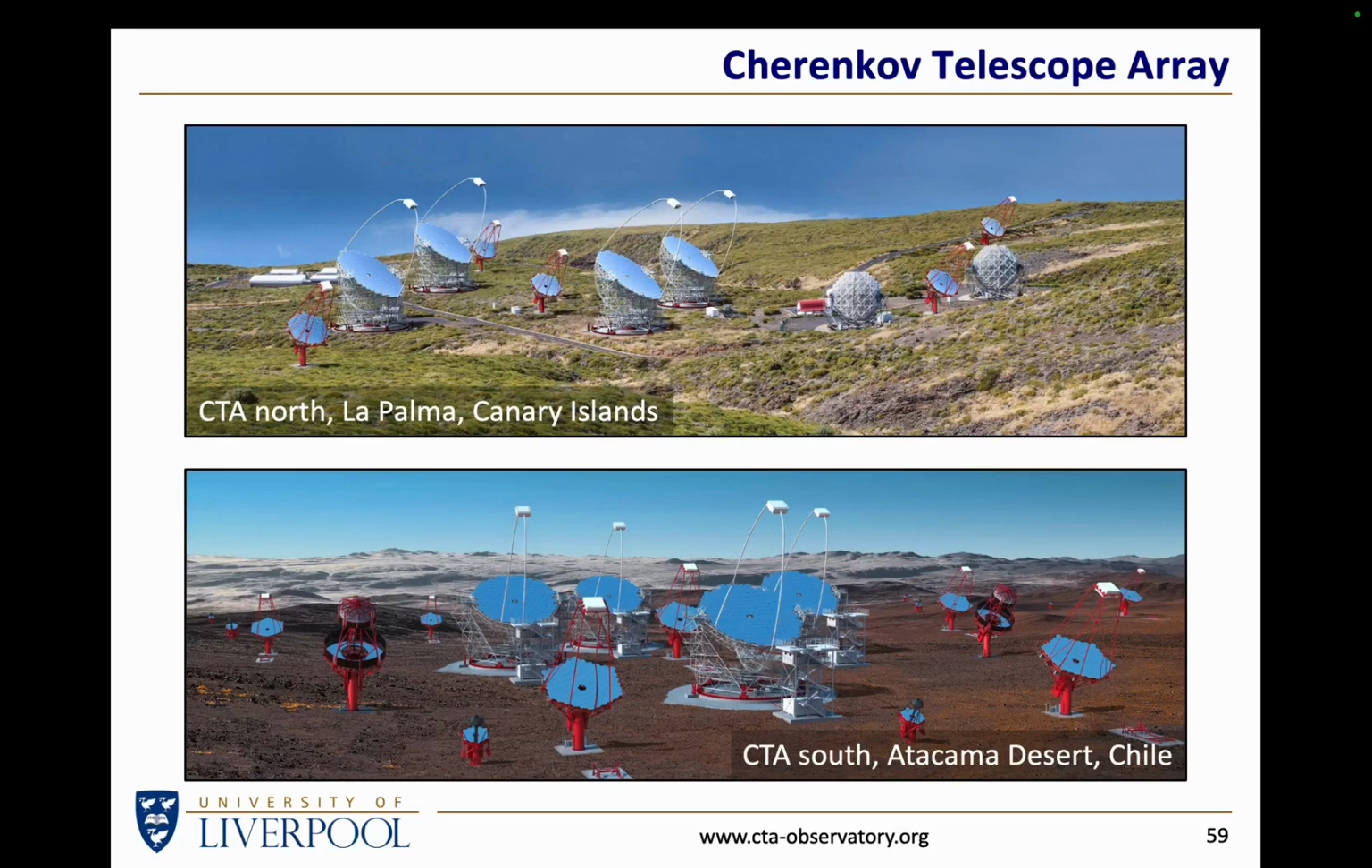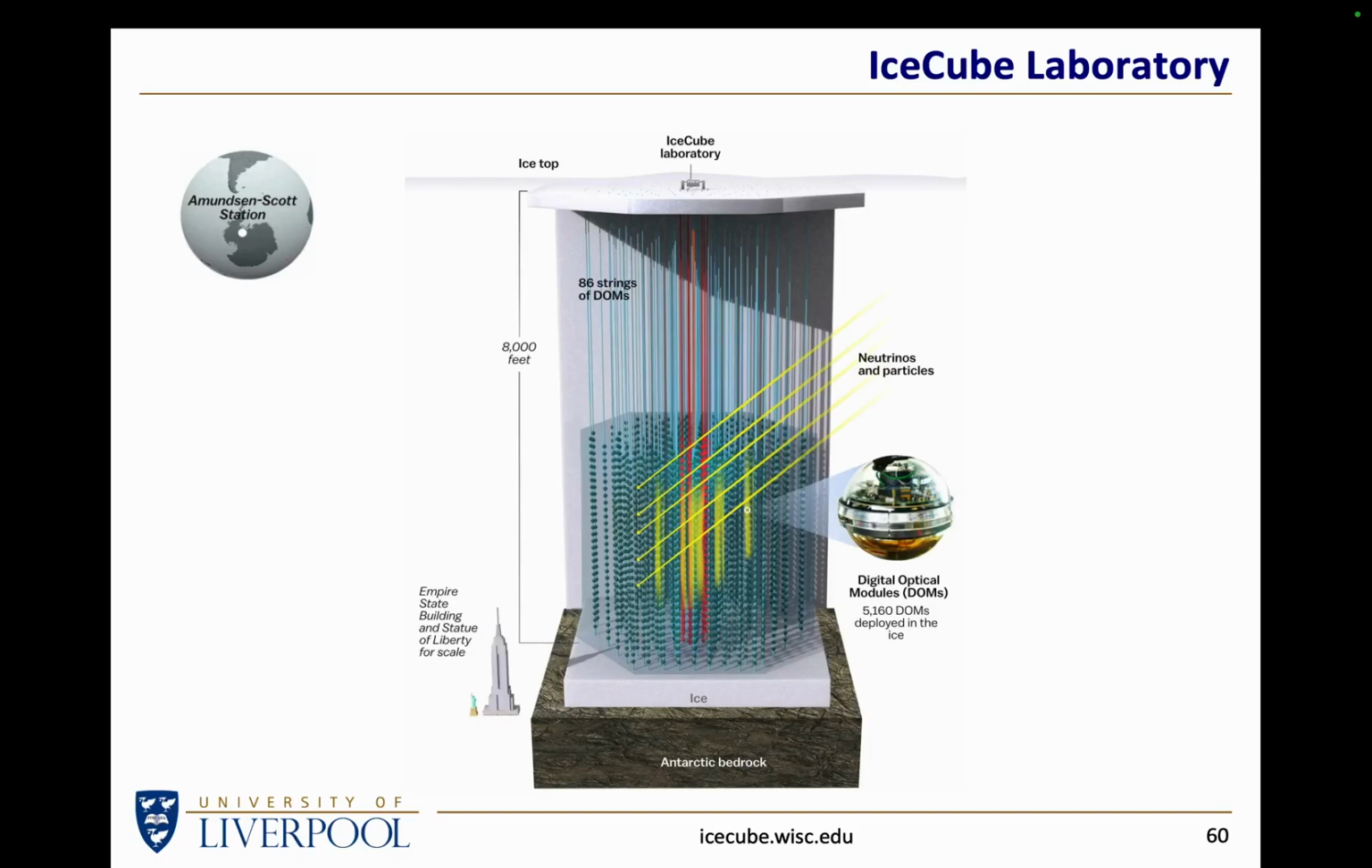There are photodetectors inside. If they see a blue flash, that means a particle has passed through, traveling very fast, very energetic. You can do it with water. You can do it with air. You can do it with water not as a liquid. You can do it with water that is in the ice phase. So the Ice Cube Laboratory, the laboratory is at the top there, on the top of the ice pack of Antarctica. There's the Antarctic bedrock at the bottom, and on the left-hand side, there's the Empire State Building just for scale.